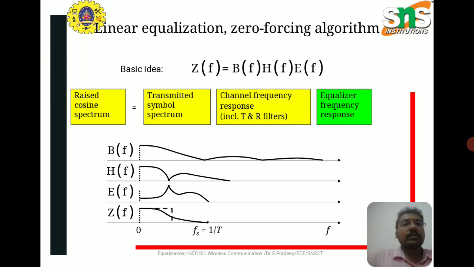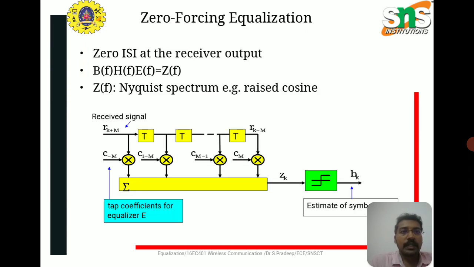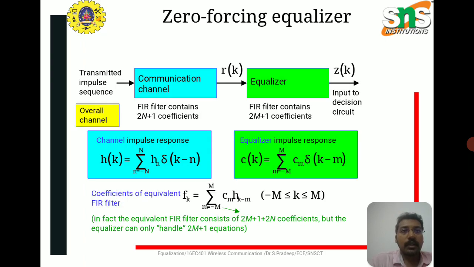Linear equalization. Zero forcing equalization. Zero inter-symbol interference at the receiver output. The figure shows the zero forcing equalization technique. In this, the transmitted impulse sequence is given to the communication channel, which contains an FIR filter, and then to the equalizer, which contains 2M plus 1 coefficient FIR filters, and the equalizer gives the input to the decision circuit.